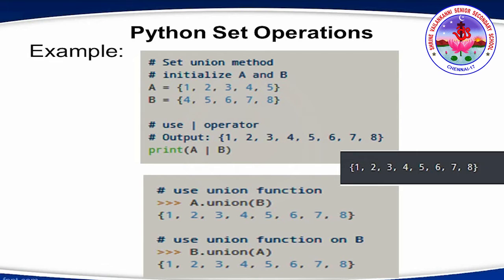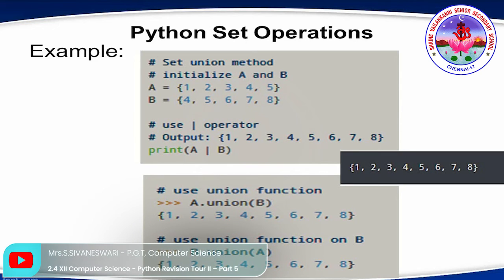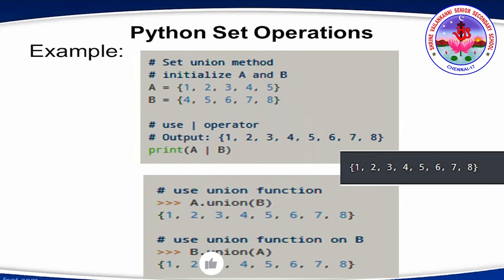A is equal to 1, 2, 3, 4, 5. B is equal to 4, 5, 6, 7, 8. When we try to give the union of it, we use the pipe symbol, which unites both, combines both and gives the output. Here the duplicates are removed. 4 and 5 are duplicates, which are found in both the sets. So that is being removed and we get 1, 2, 3, 4, 5, 6, 7, 8. Instead we can also use a built-in function which is union. A.union(B) or B.union(A). Both will give the same output.